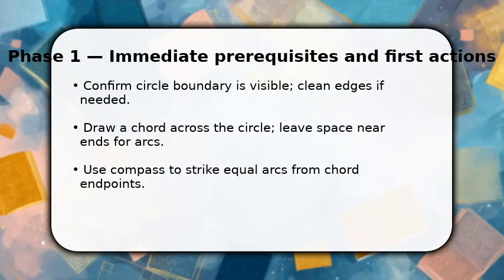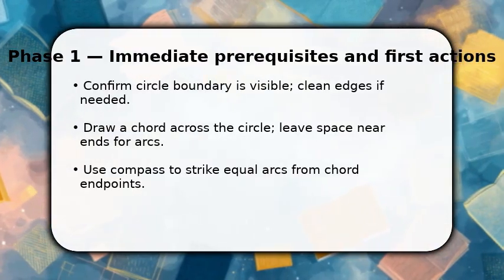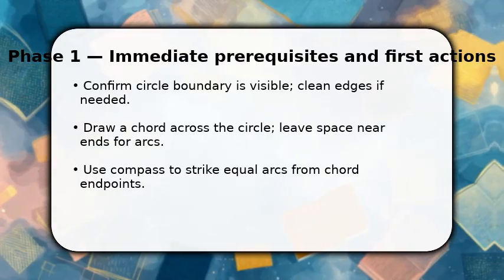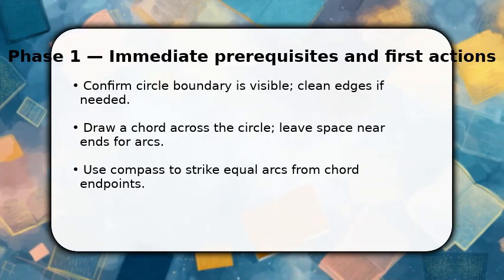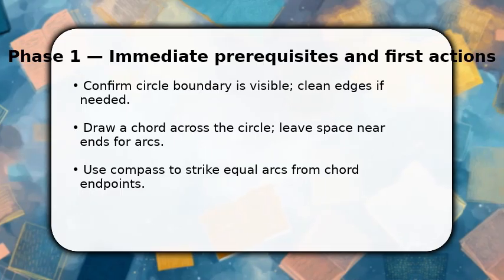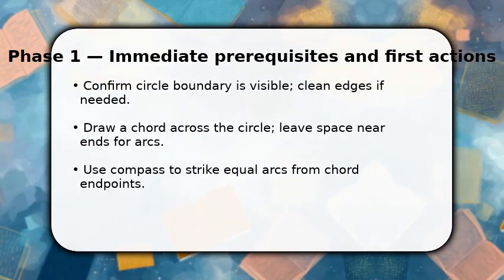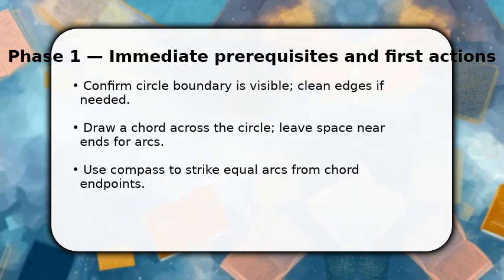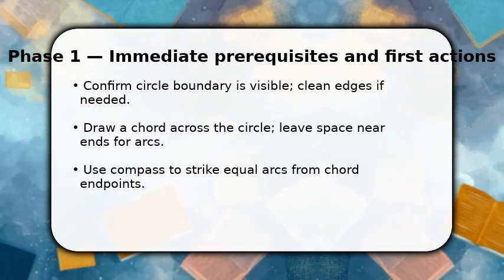You start by choosing a chord. Pick any two distinct points on the circumference and draw the straight line connecting them. Once done, set your compass to more than half the chord length, and from each chord endpoint, draw arcs that intersect above and below the chord. Make sure to keep the compass width constant. This creates two intersection points that define the perpendicular bisector. You're now ready to draw that bisector with a straight edge and proceed to the next chord.